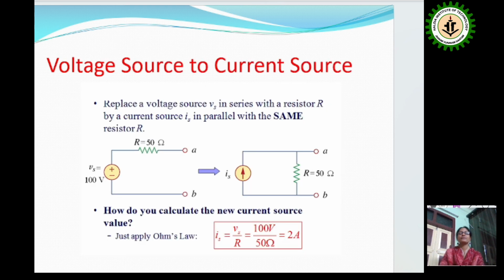Now, how can we convert a voltage source to a current source? This is the example. Replace a voltage source Vs in series with a resistance R by a current source Is in parallel with the same resistor R. Vs is 100 volt and R connected in series is 50 ohm. How can we convert? Just apply Ohm's law. Is will be equal to Vs upon R. Vs is 100 volt and R is 50 ohm. So Is will be equal to 2 ampere, and that particular R is connected in parallel for the current source.